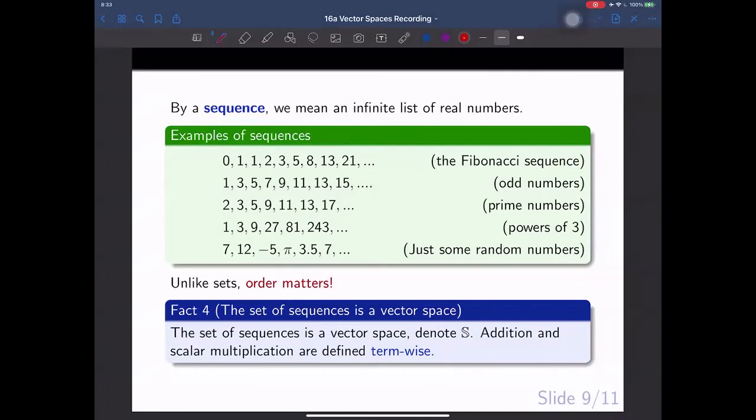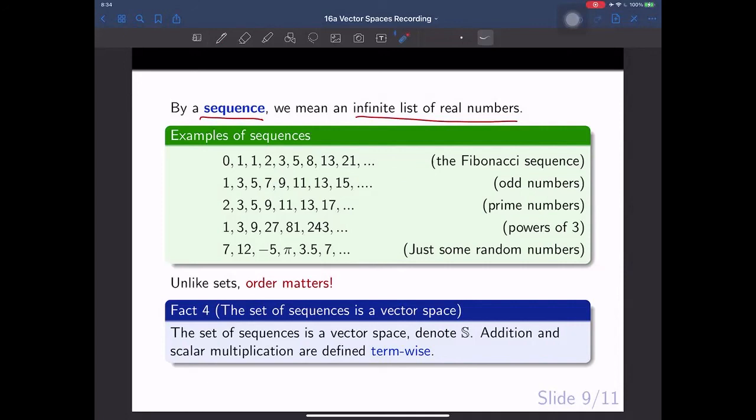A common thing that people study is a sequence of real numbers. By a sequence, I mean an infinite list of real numbers. Here are some examples. This is the Fibonacci sequence. I can also have a sequence of odd positive numbers. This is a sequence of prime numbers. I can also have a sequence of all powers of 3 and a sequence of other numbers. Unlike sets, the order in a sequence does matter.